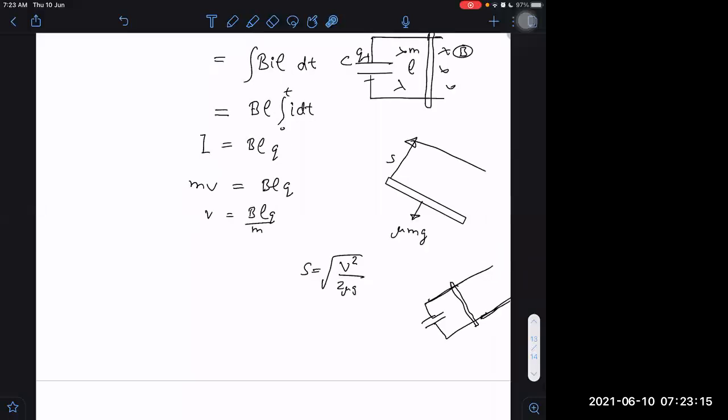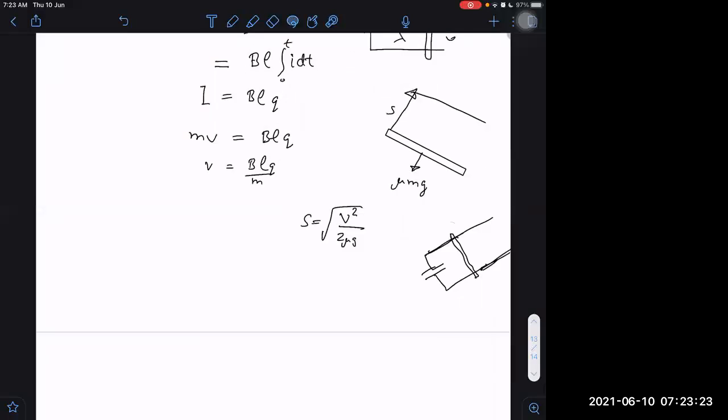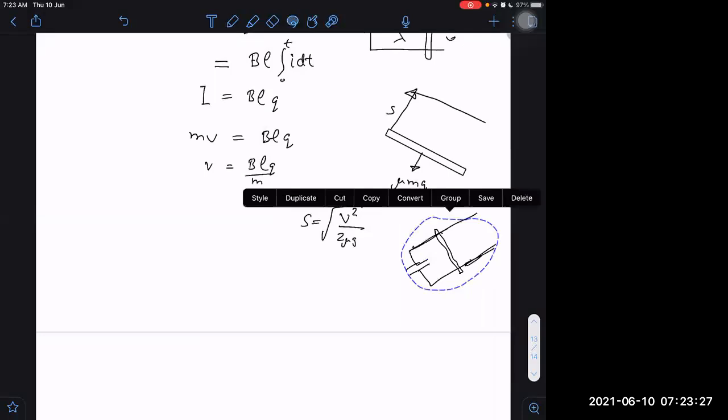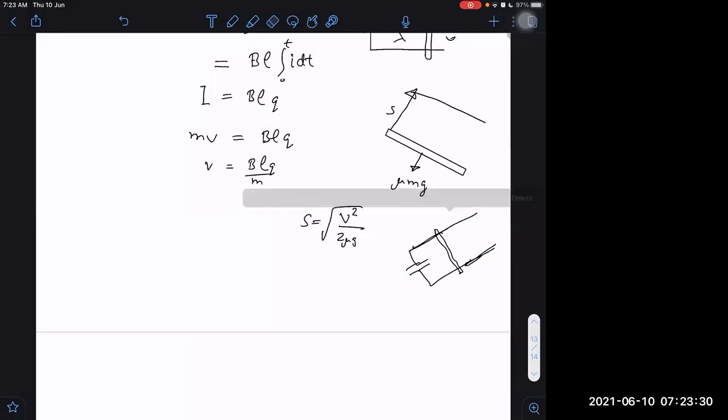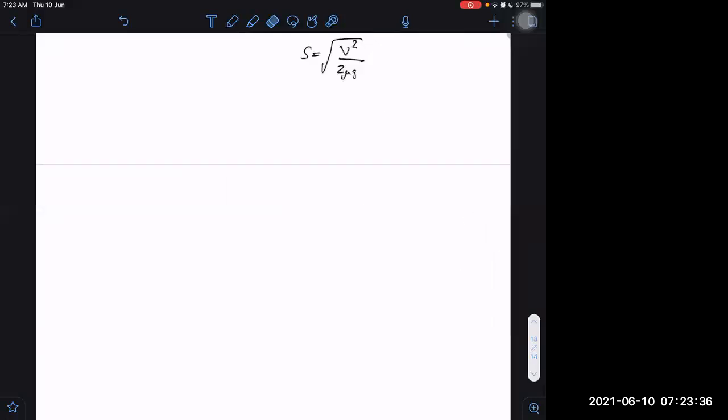Always the force will not be BIL; it could be BIL sine theta also. Do not forget that. Because in many cases we always take BIL, you may get used to the wrong idea that it will always be BIL only. No, it is not always BIL; it is BIL sine theta. It is actually IL cross B. Let me take one example in which the force will be like that.